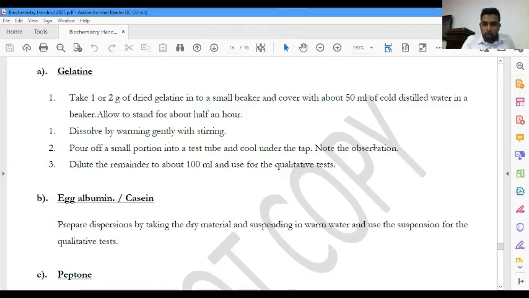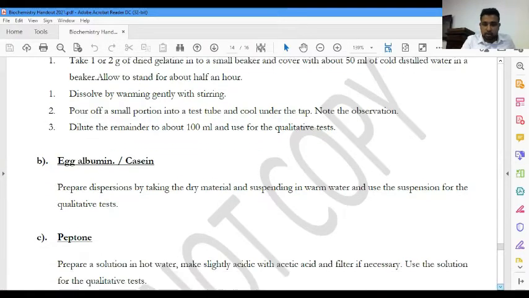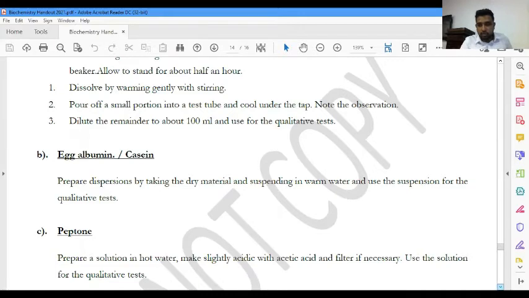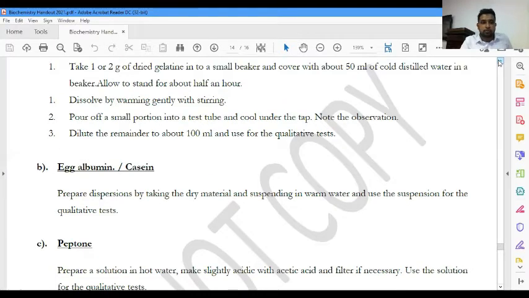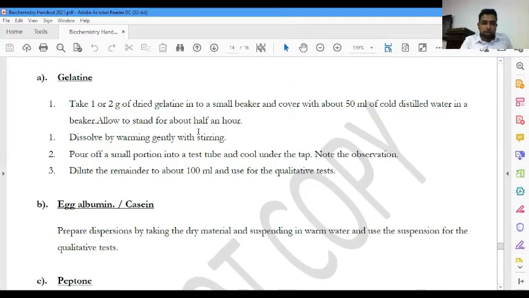For that, I'll quickly go through this, and then after showing you the video, we can deeply discuss the necessary aspects. Okay. So in here, you have to take 1 to 2 grams of gelatin into a small beaker and cover with about 50 milliliters of cold distilled water, and allow to stand for about half an hour, and dissolve by warming gently. You have to dissolve that by gently stirring in hot water, and pour off a small portion into a test tube and hold under the tap. Note the observations. Dilute the remainder to about 100 milliliters to use for the qualitative test. It means for further analysis.